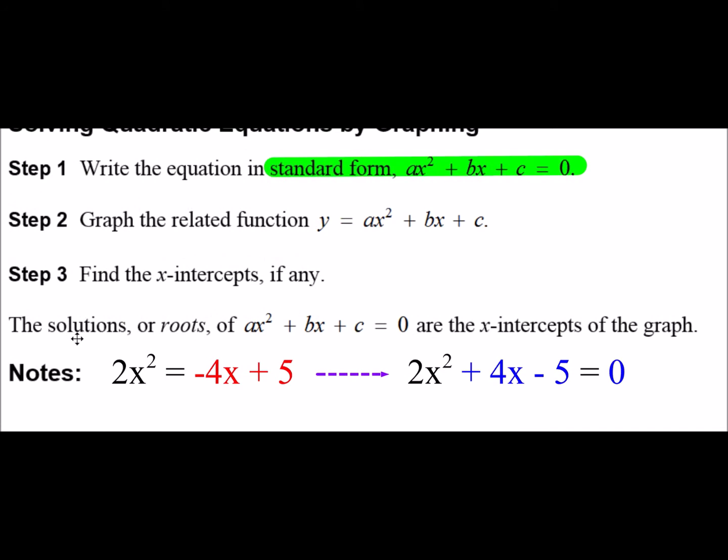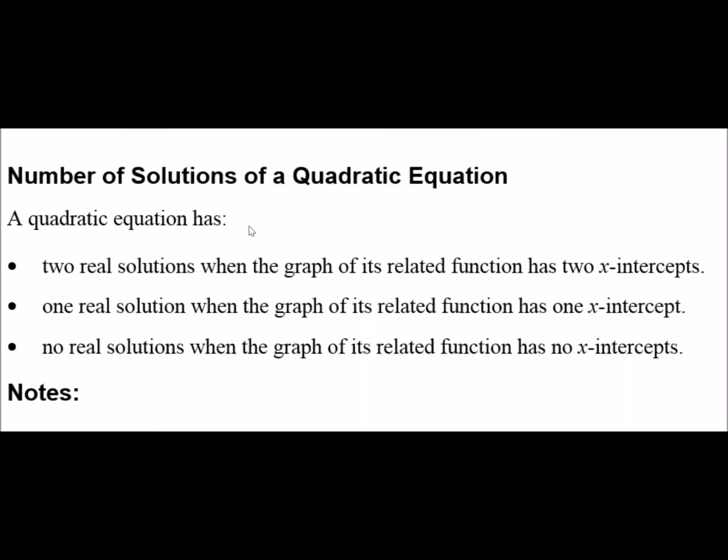So we're going to start a new realm here. The solutions or roots are the x-intercepts of the graph. So the number of solutions is now going to vary. We might have no real solutions. Notice it has the word real. One real solution or two. Again, it has the word real because eventually you're going to be working with imaginary solutions. For Algebra 1, we don't have to worry about that yet.